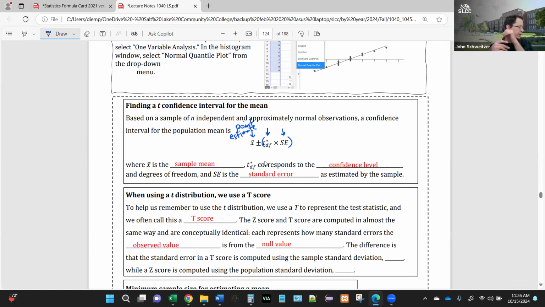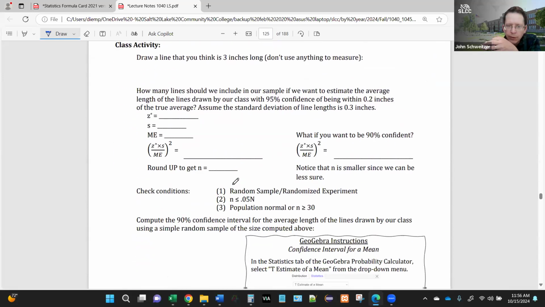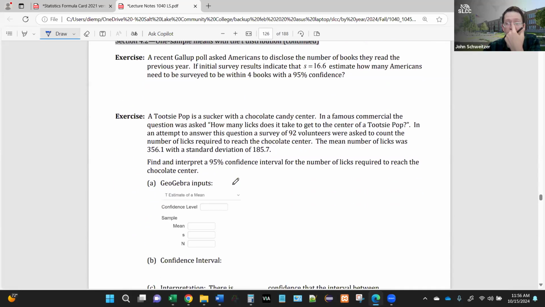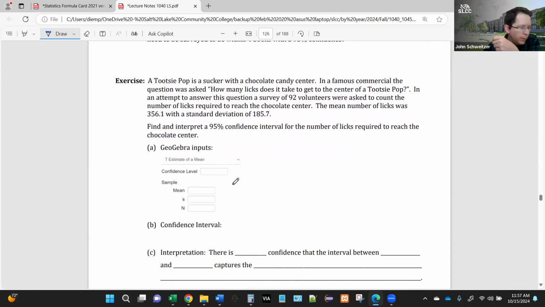Okay, so with that in place, let's go ahead and try one of these. The lecture notes for this section are great, but I kind of prefer doing things in a slightly different order. So I'm going to skip over some of this and jump down here to page 126. I just think it works better to do this first and then go back and do a sample size problem.